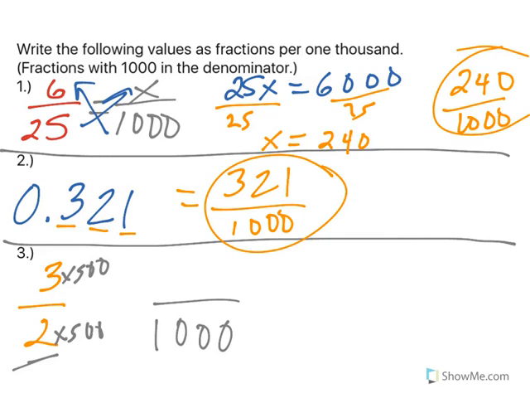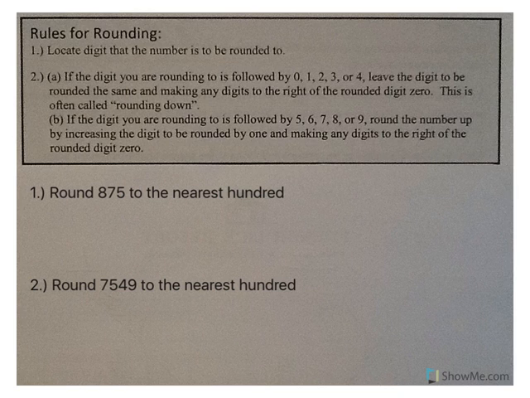So if I multiply the top by 500, it has to be equal on both, and I end up with 1,500 over 1,000. It doesn't always work out that nicely, but when you have a nice number like 2 and you're going to 1,000, that's not too bad to deal with. All right, the last part of this section deals with rounding.